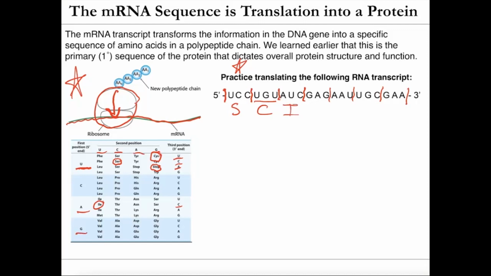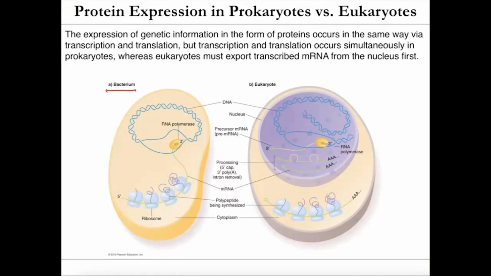We have a GAG, so that's a glutamate, which is actually an E for the 1-letter code. We have an AAU, and so that's an asparagine, so the one letter code is actually an N. We have a UGC, which is another cysteine, and then we have GAA. And so that gives us another glutamate. And so the amino acid sequence of ours spells out science. So that is how that information in the mRNA sequence is actually translated into a specific protein sequence or primary protein sequence. So the way that prokaryotes like bacteria and eukaryotes like mammalian cells express their genetic information from DNA to RNA to protein works in pretty much the exact same way.